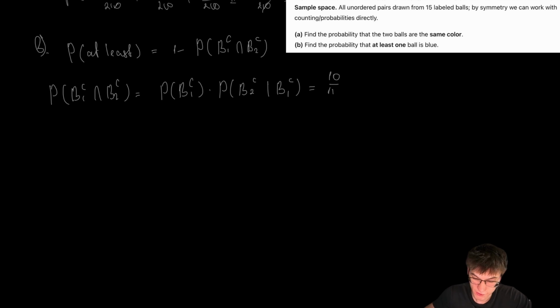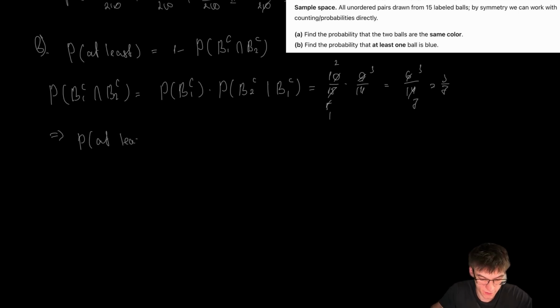So that should be 10 over 15 times 9 over 14. And then we cancel 3, 5, 2, and 1, leaving 6 over 14, which is 3 over 7. And this is our final result. Consequently, our probability that at least one is blue would be equal to 1 minus 3 over 7, which is 4 over 7. So that's our probability.